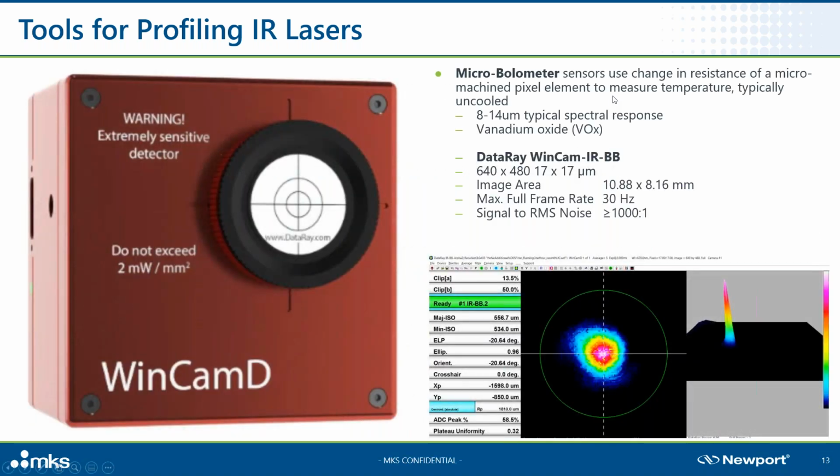So microbolometer sensors use the change in resistance of a micromachined pixel to measure the beam profile, or the changes in temperature across the beam. Vanadium oxide is the material of choice. These microbolometer cameras typically cover the 8 to 14 micron spectrum, but that is largely limited by the window material. Here is the DataRay WinCamD, which features a 640 by 480 sensor, 17 micron pixels, and a 30 frames per second frame rate.